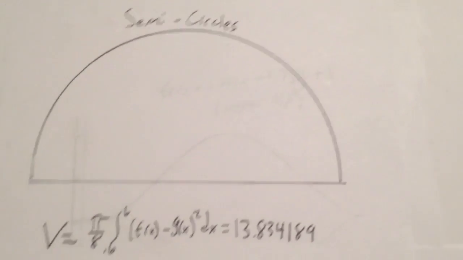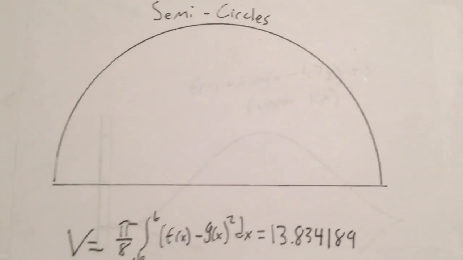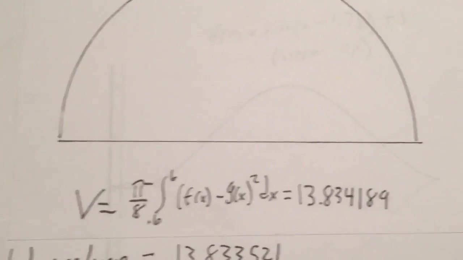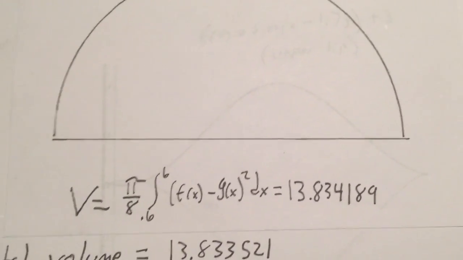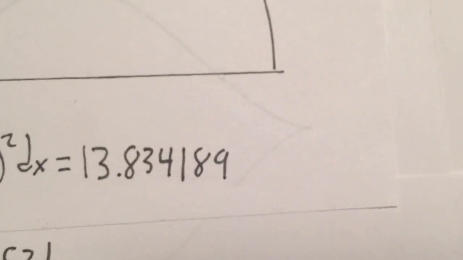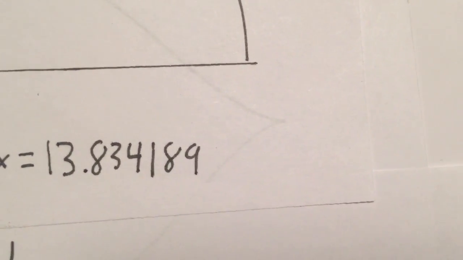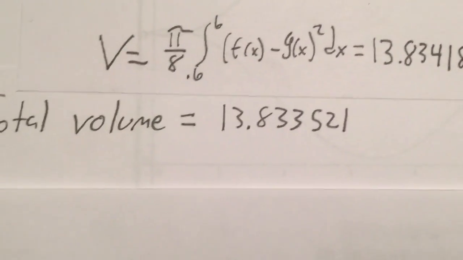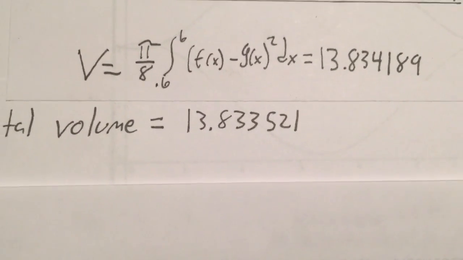Semicircles. Volume was from 0.6 to 6, f of x minus g of x squared, with respect to x, times pi over 8, equals 13.834189. And when I did my Excel sheets, 13.833521.